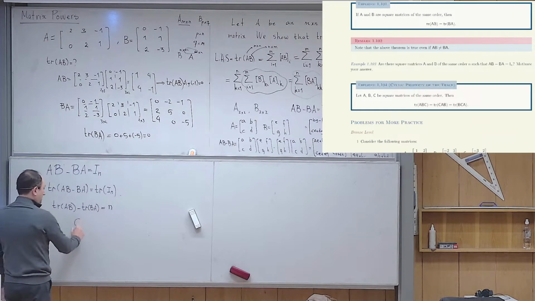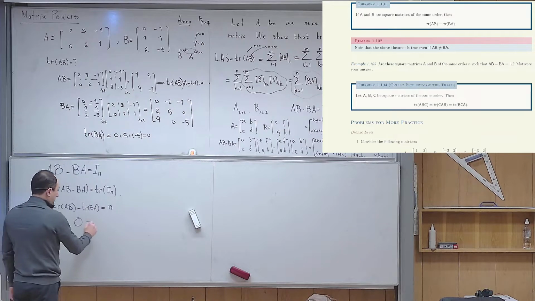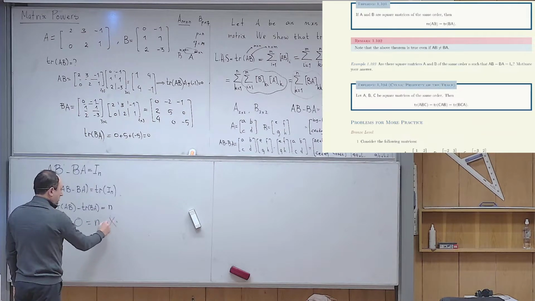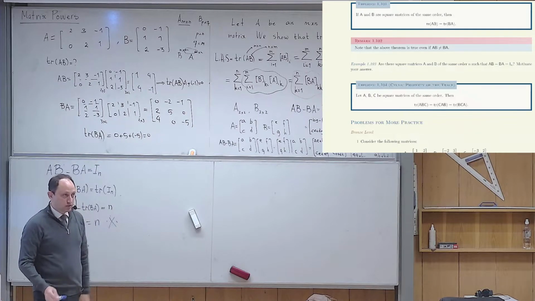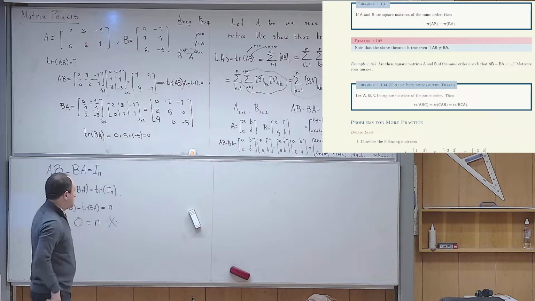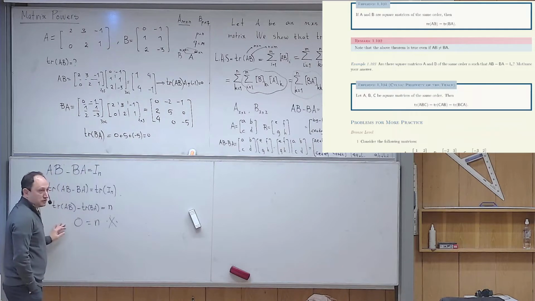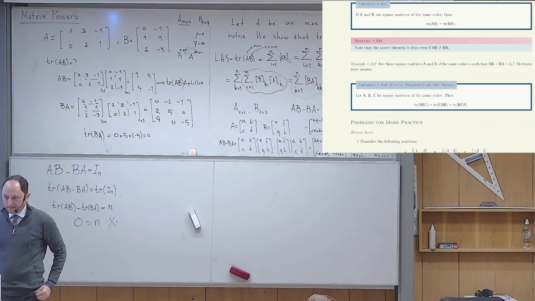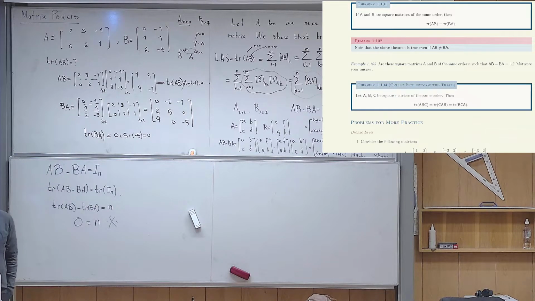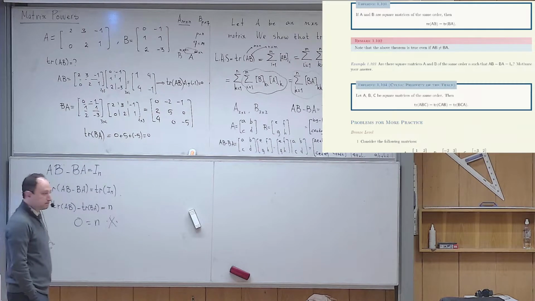So the left-hand side becomes 0, the right-hand side becomes n, but this is a contradiction, yes? Because n is the order of your matrix, it cannot be 0. So you see, this is a very, very simple argument, which works for all cases. Is that clear?